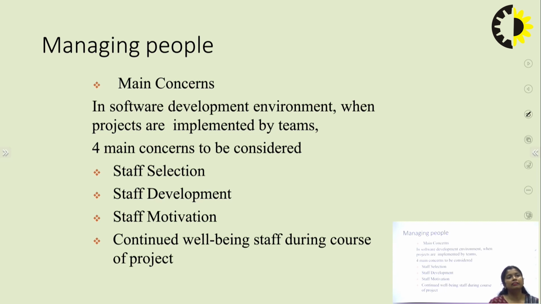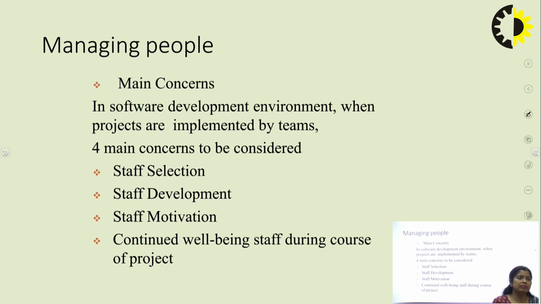The third one is staff motivation. In staff motivation, how do we motivate people to do the desired work? There are many models for the motivation of staff: the Oldham-Hackman job characteristic model, the Taylorist model, and the Herzberg two-factor model. All these models we will discuss further.